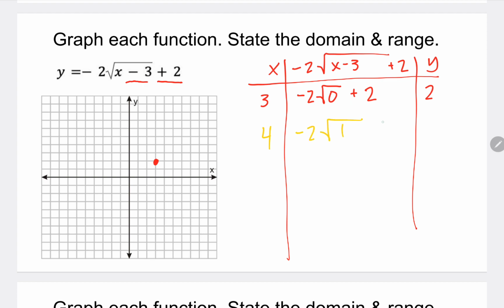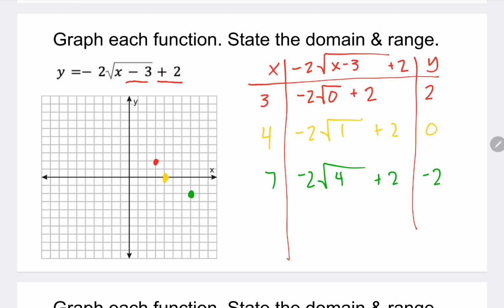4 minus 3 is the square root of 1, which is 1. That comes out nicely. So I have negative 2 times 1 plus 2 is 0. So 4, 0. 5 won't come out nicely. 6 won't come out nicely. But if I plug in 7, I have the square root of 4 when I take 7 minus 3, which is 2. So we get negative 4 plus 2 is negative 2. So 4, 5, 6, 7.